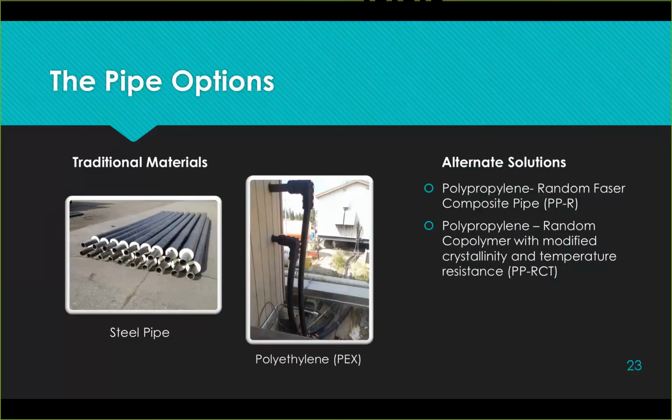So what are some alternate solutions? Well, we can always use polypropylene random composite pipe and a random copolymer with modified crystalline and temperature resistance, PPR, PPR-CT. The ideal thing with both of these alternate types of pipe is they can be installed similar to what we do with Arctic piping. We can put insulation around them and install them as an Arctic grade type pipe. They also run higher temperatures. PPR can run up to about 190 without affecting the integrity or the lifetime of the piping system. And PPR-CT can actually go upwards of 200 degrees without, again, affecting the lifetime and/or the warranty on the pipe. So you can get better quality heat through them.